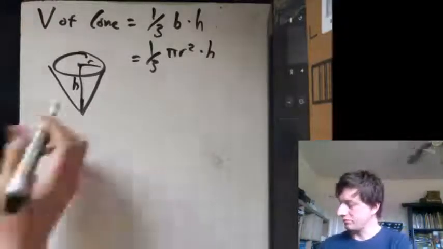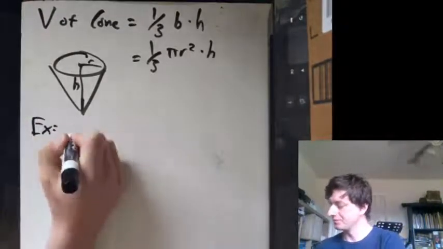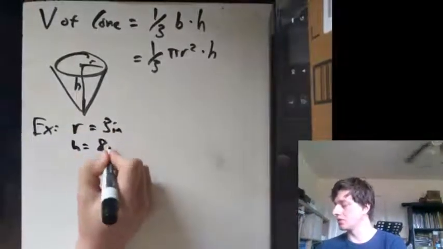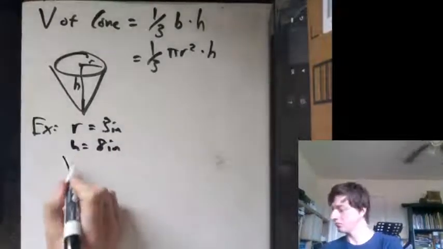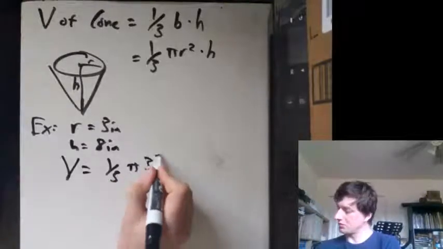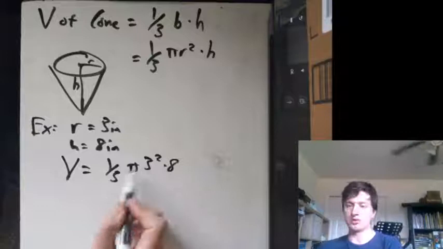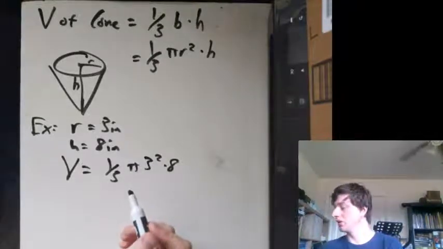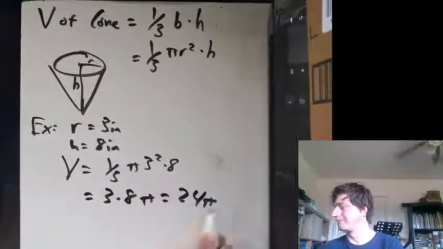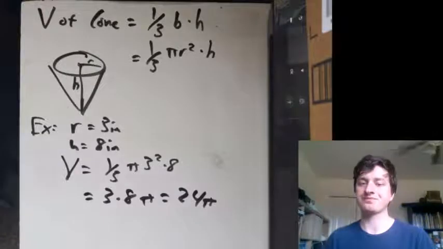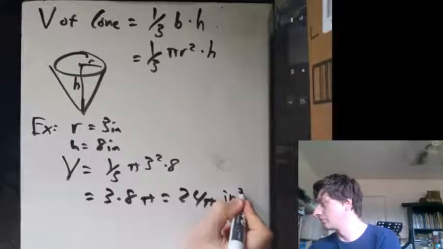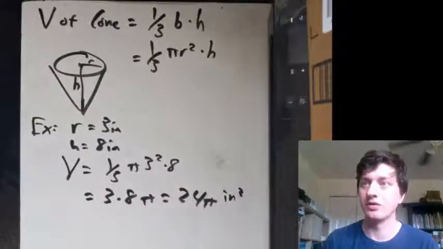So, for example, the radius is 3 inches, and the height is 8 inches. What is the volume? The volume is going to equal 1/3 pi r squared, which is 3 squared, times 8. So this 1/3 and this 3 squared is going to divide into just the 3. So this is going to be 3 times 8 pi, equal 24 pi. Okay? 24 pi inches squared. Cubed, sorry. Cubed, as its volume.